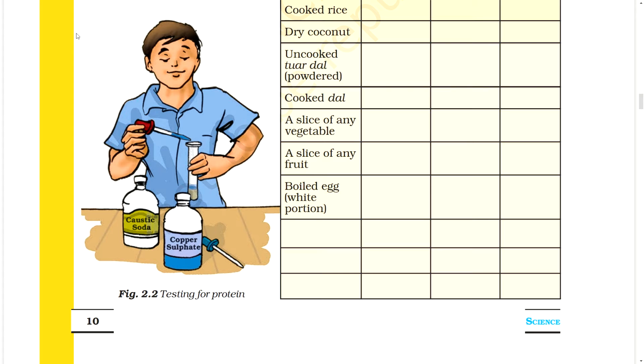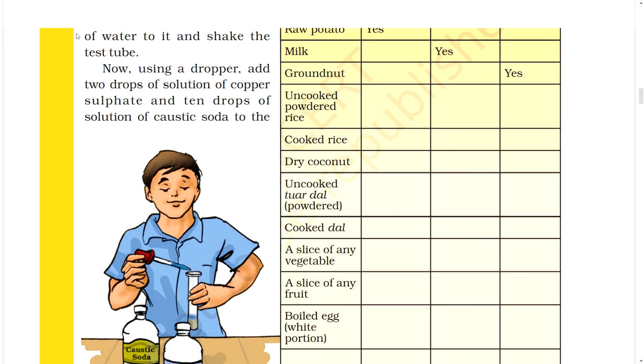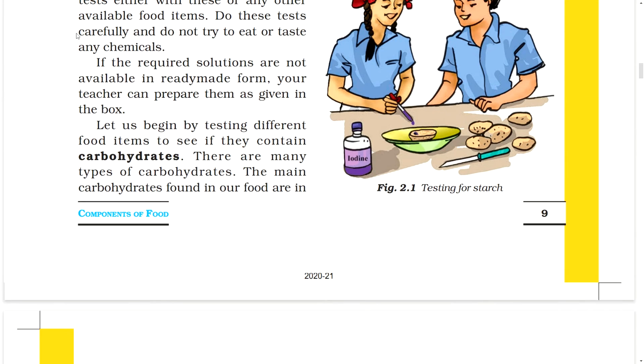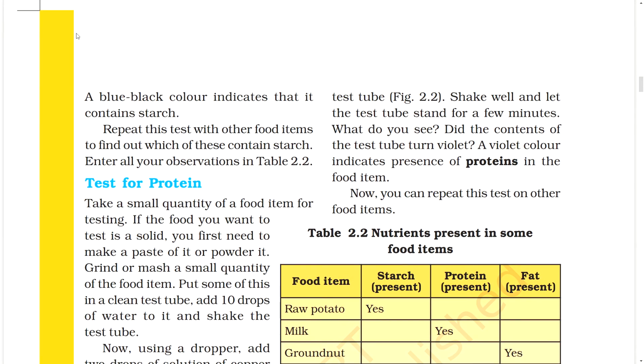Testing for protein. Shake well and let the test tube stand for a few minutes. What do you see? Did the contents of the test tube turn violet? A violet colour indicates the presence of proteins in the food item. Now you can repeat this test on other food items.